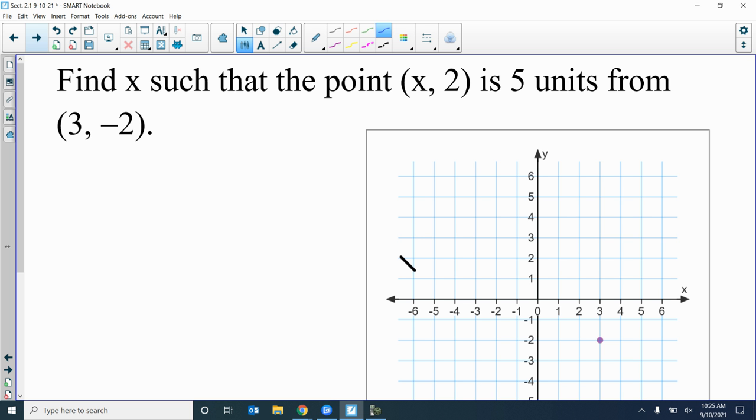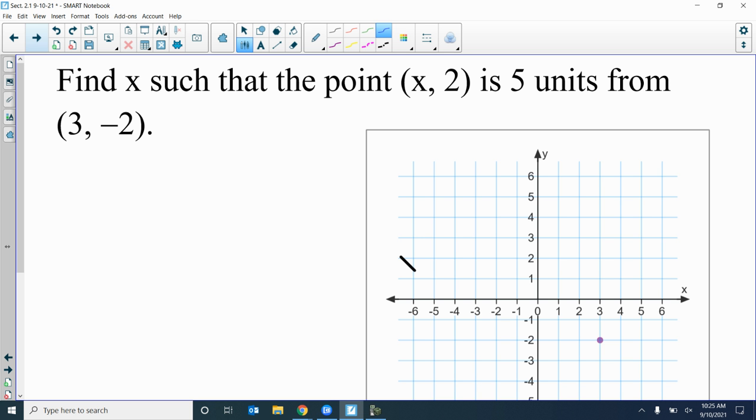Big thing. Do you understand the scenario? What it's asking? Could you draw out the situation? Could you find a point, x2, that is 5 units from 3, negative 2, or could you come close to figuring out where that point is?